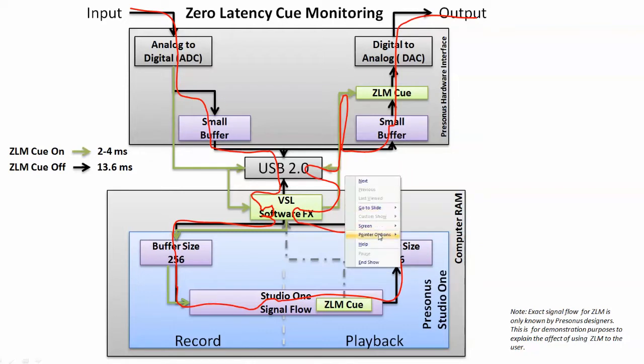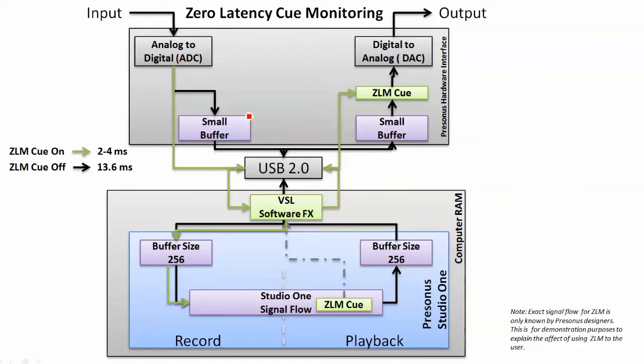So when you click zero latency monitoring on, there's a handshake going on between PreSonus's hardware and their software to turn on and off zero latency monitoring flows. So the flow would look something like this. Once you clicked it on, it would come in through the analog to digital converter, flow to your USB cable, go through your VSL software if you have it on to add some reverb, etc., and then return directly out of the VSL software through the cable and out into your analog to digital converter.